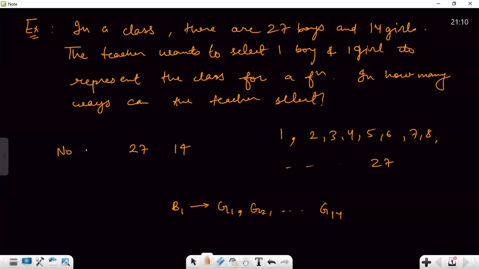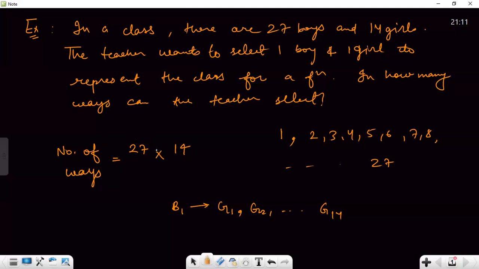So the total number of ways to form a team will be 27 into 14 because the tasks are dependent. Selecting the boy and selecting a particular girl will happen to make the same team, so they depend on each other. That's why they are dependent events, and that's how we have multiplied the number of ways for both tasks. Clear, everyone?